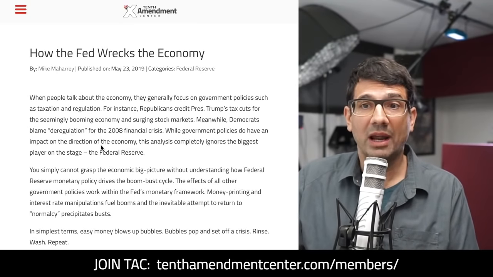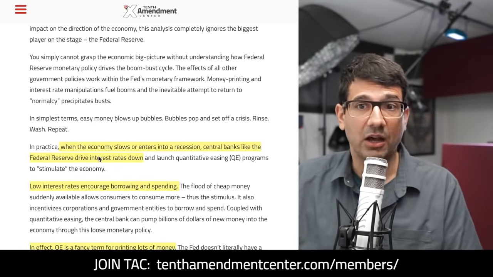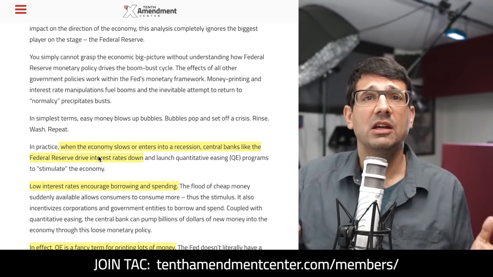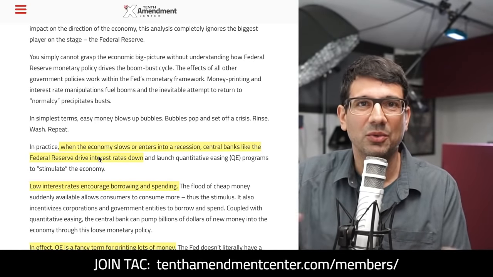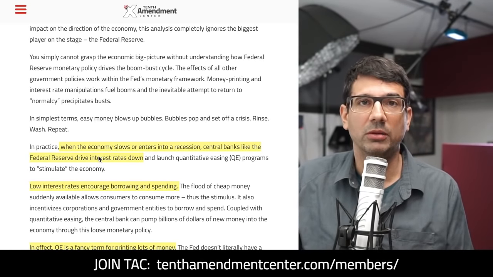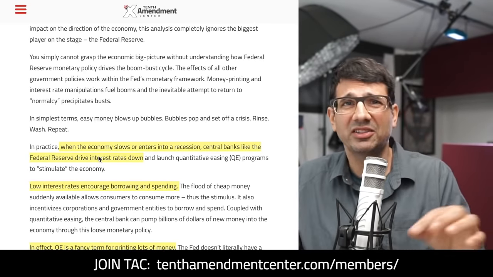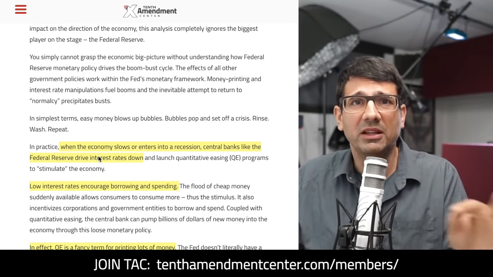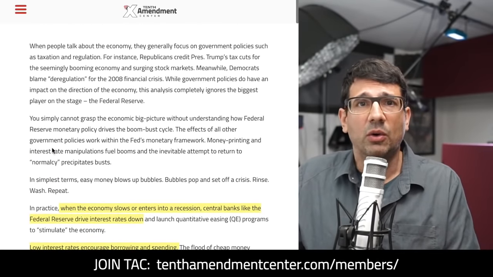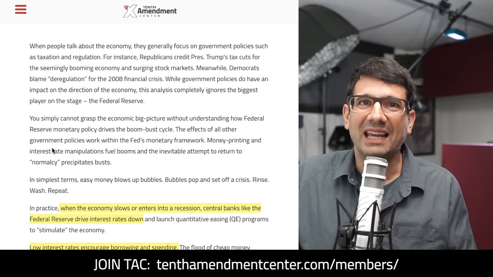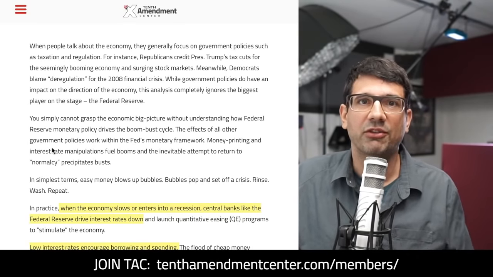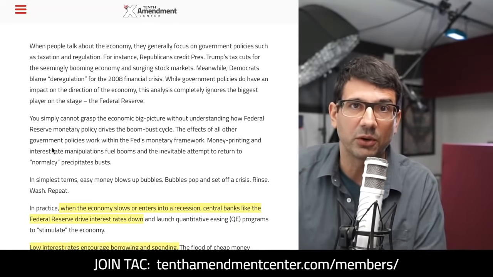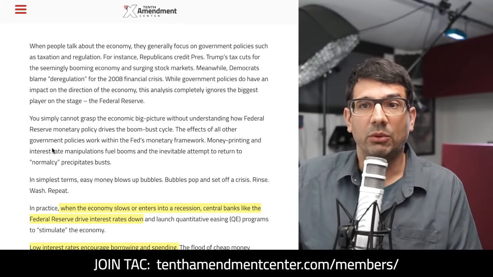how the Fed wrecks the economy. And Mike starts out pointing out that most people, when they're talking about the economy, are just tinkering around the edges, to take a phrase from Ron Paul. They're talking about little tax cuts here and there, or maybe a little deregulation. I'm not necessarily even going to get into the corporate banks and their inflationary policy of fractional reserve banking. I'm primarily just going to focus on the Federal Reserve.